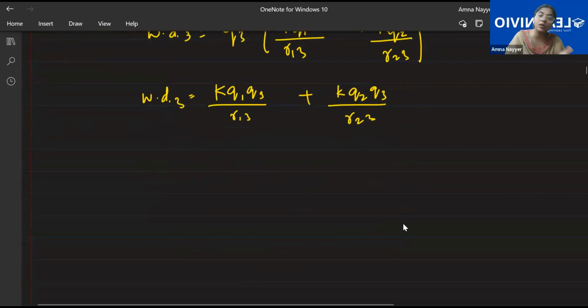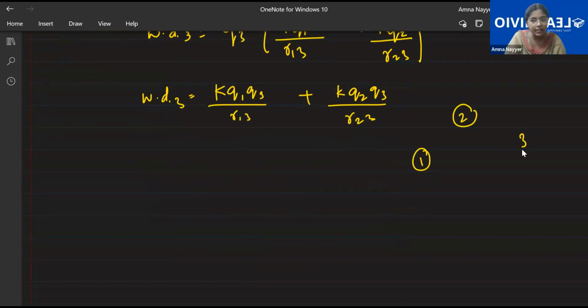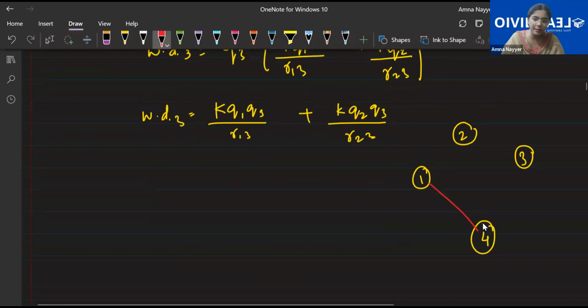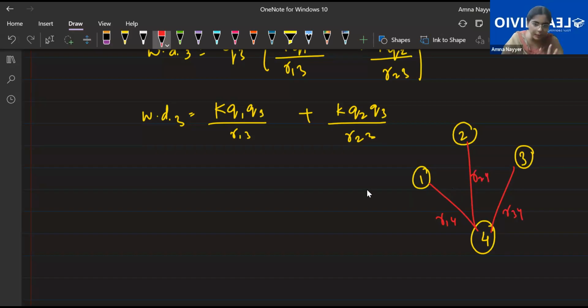So 2 charges were already there. If I bring Q4, let me write down directly first. 1 is already present, 2 is already present, 3 is already present. I am bringing the 4th one. Let's say the separation from the first is R14, this is R24, this is R34. These values will be given. I am just writing them to make it clear which separations we are taking.